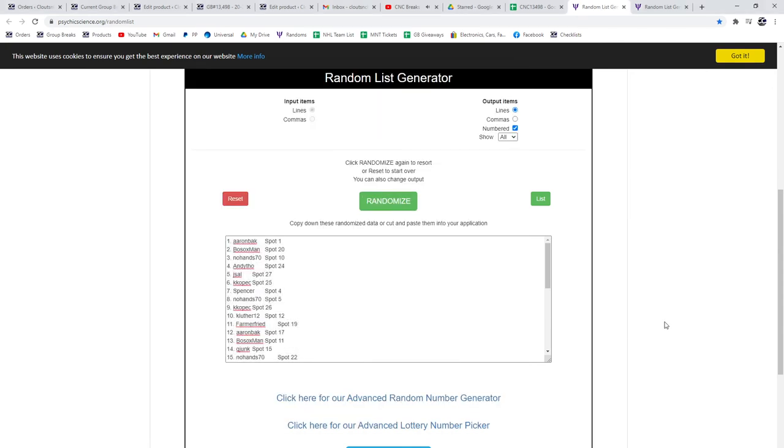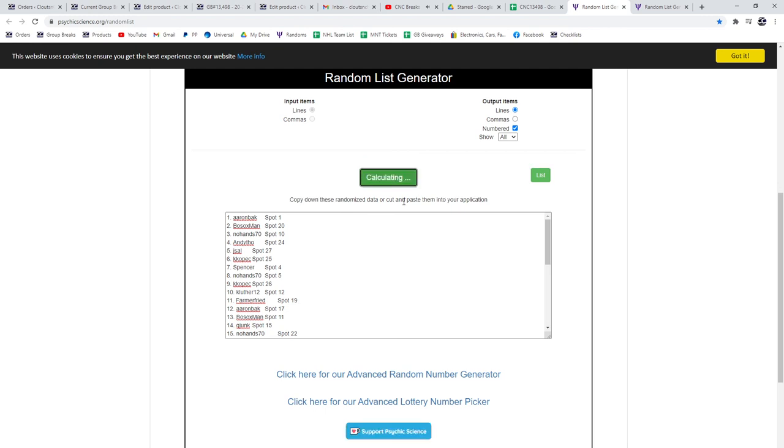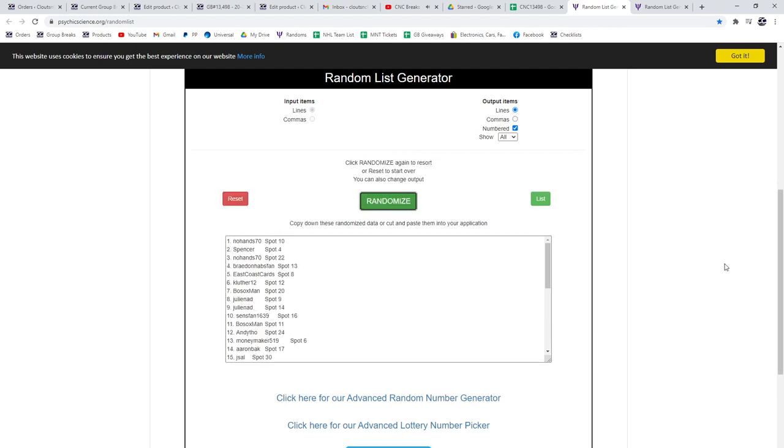Multi-random CNC group break 13498 three times, and we'll see what everybody gets. One, two, three. So the gold goes to No Hands. Spencer gets number 10 and the wild card to No Hands.